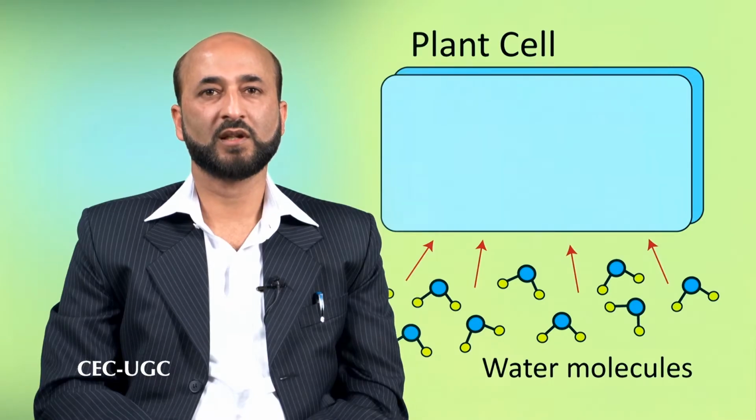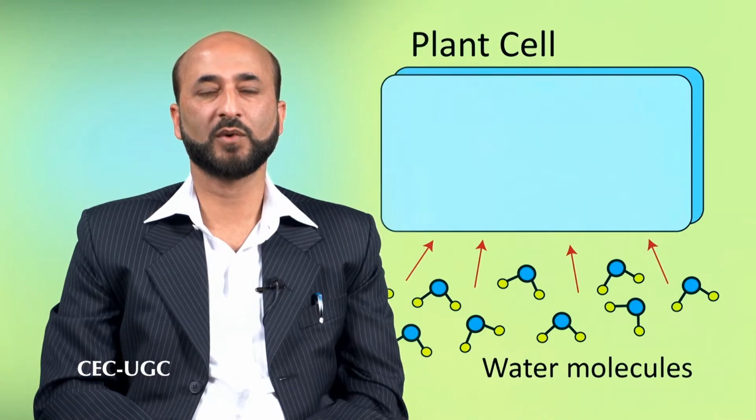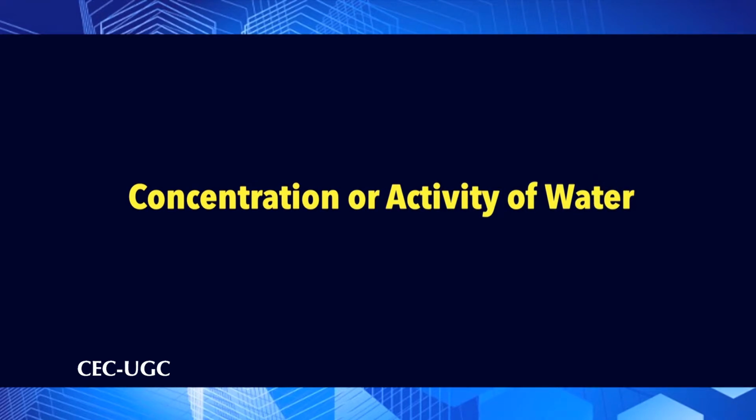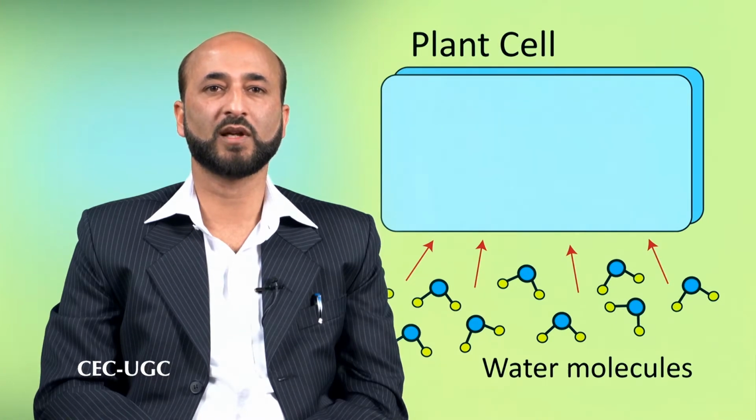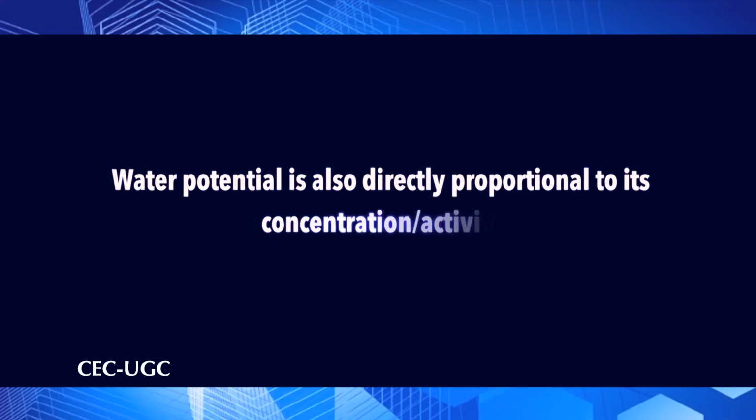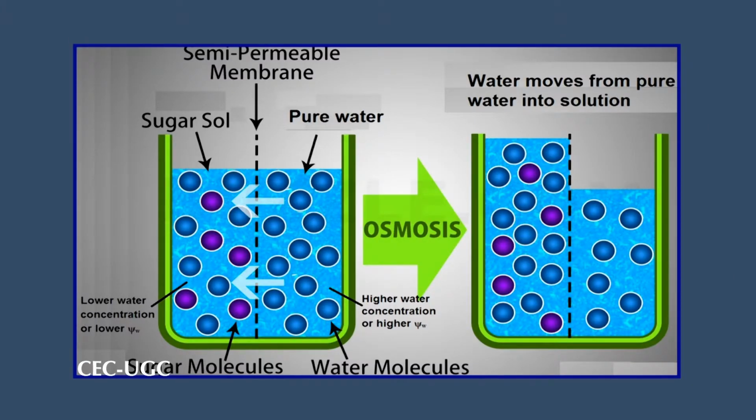Now, let us study the various factors affecting water potential. The water potential that produces the driving force for the movement of water depends on the following factors. Number one, concentration or activity of water. Just like chemical potential is directly proportional to the concentration or activity of a substance, water potential is also directly proportional to its concentration or activity. However, water potential is inversely proportional to solute concentration.